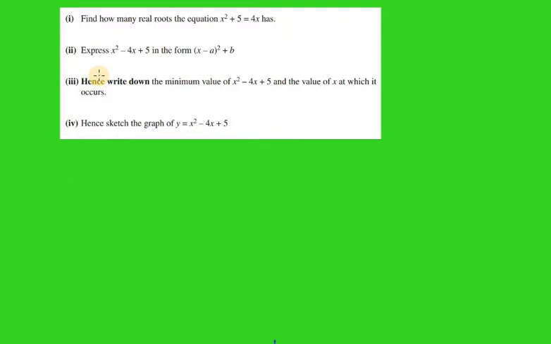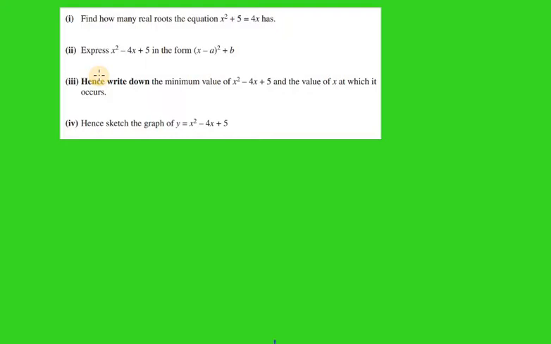This question here asks, find how many real roots the equation x squared plus 5 equal to 4x has. And then part 2, express x squared minus 4x plus 5 in the form x minus a squared plus b. And part 3, hence write down the minimum value of x squared minus 4x plus 5 and the value of x at which it occurs.